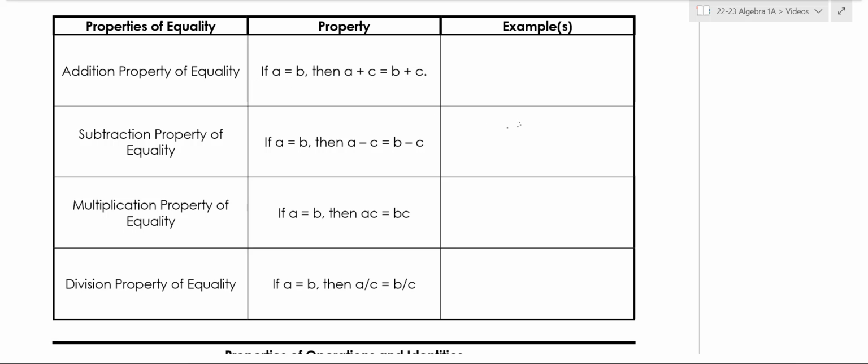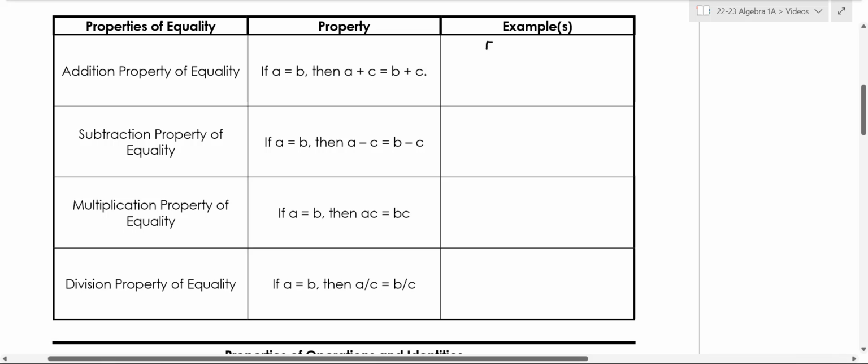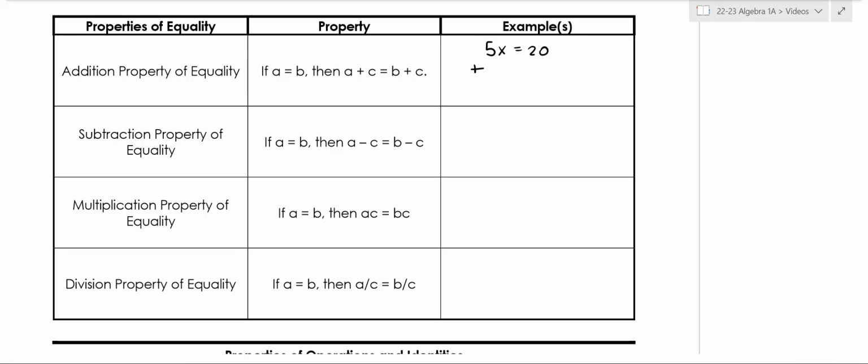The addition property of equality is what allows us to add the same quantity to both sides. For example, if we have 5x equals 20 and we add 6 to the left side of the equation, I also have to add 6 on the right hand side. That maintains equality. On the right hand side, 20 and 6 are like terms, so we get 26. But on the left hand side, 5x and 6 are not like terms, so we just keep them separate. So this is still equality. Right here is the addition property of equality.